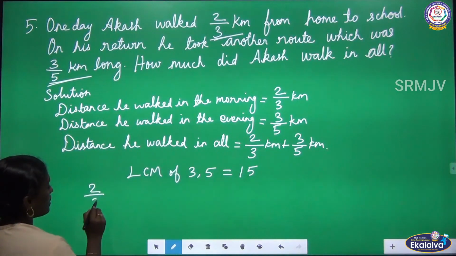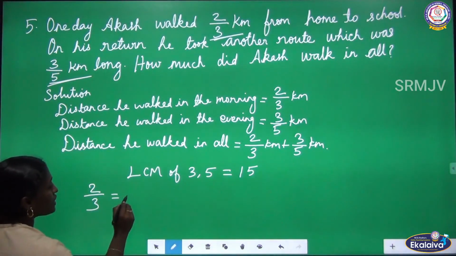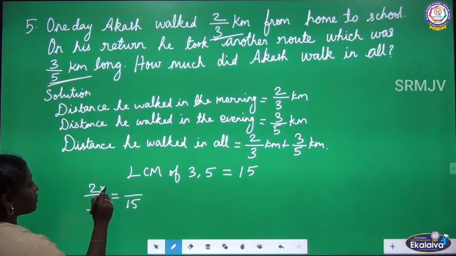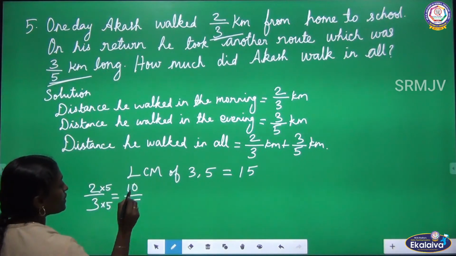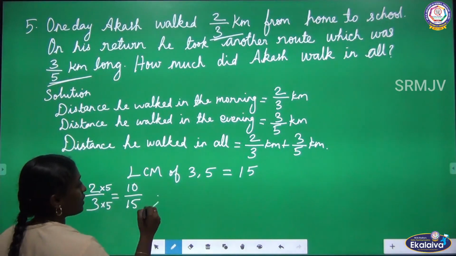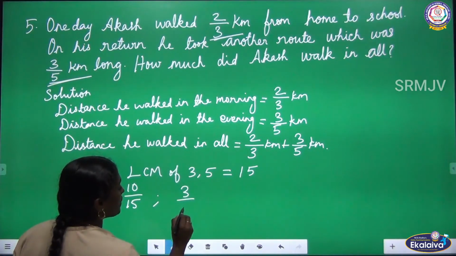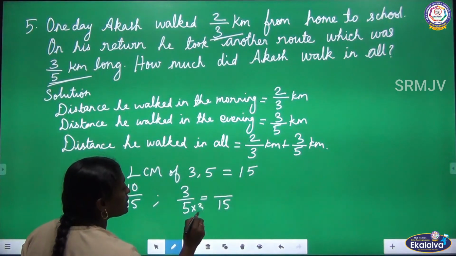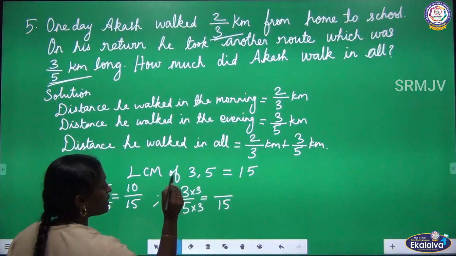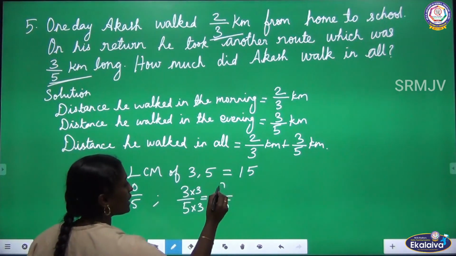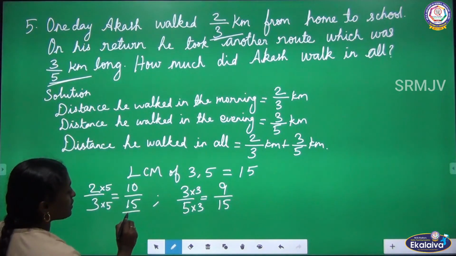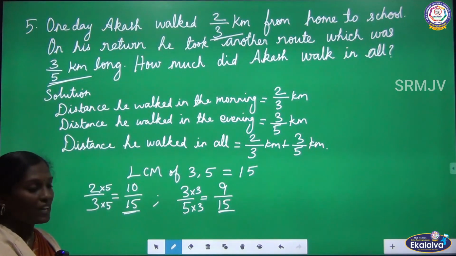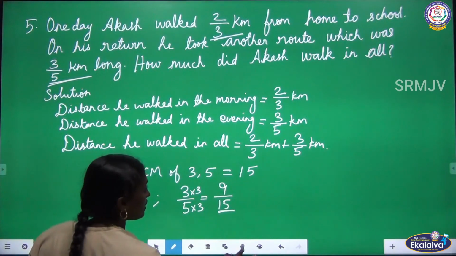So the first fraction is 2 by 3. In 3 table, when you will get 15, 3 5s are. So we have to multiply the numerator by 5. Then we will get 10 by 15. And the second fraction is 3 by 5. In 5 table, when you will get 15, 5 3s are. So we have to multiply the numerator by the same number 3. Then we will get 9 by 15. Here 10 by 15 and 9 by 15. These two fractions are like fractions, so we can add the fractions.